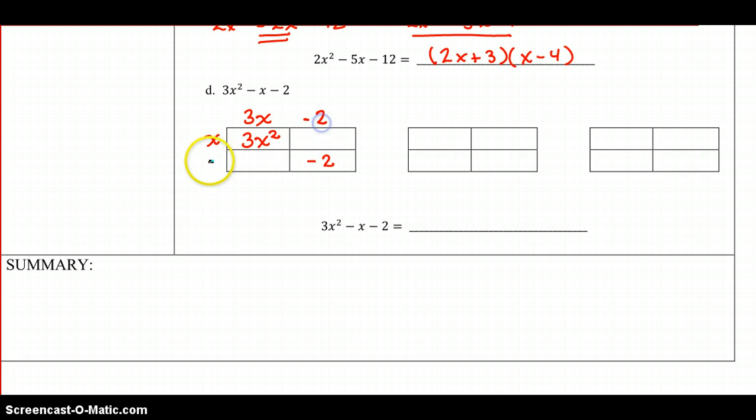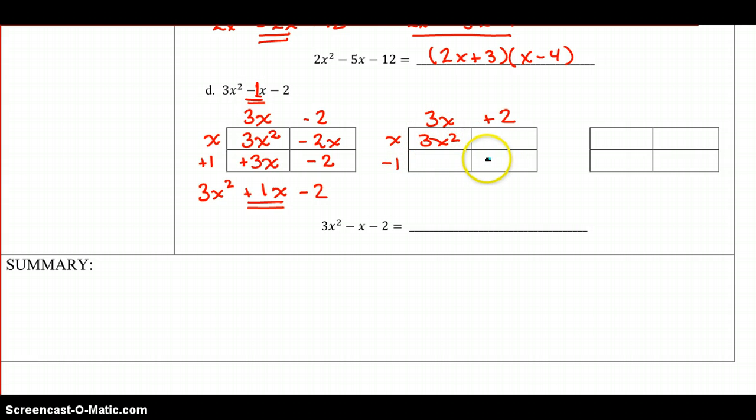So let's try negative 2 times a positive 1. Okay. So 3x times 1 gives us a positive 3x. And a negative 2 times x gives us a negative 2x. So again, collecting like terms, we get 3x squared plus 1x minus 2. Here we have a plus 1, and here we have minus 1. Okay, so not quite. So let's try a 3x plus 2 and an x minus 1.